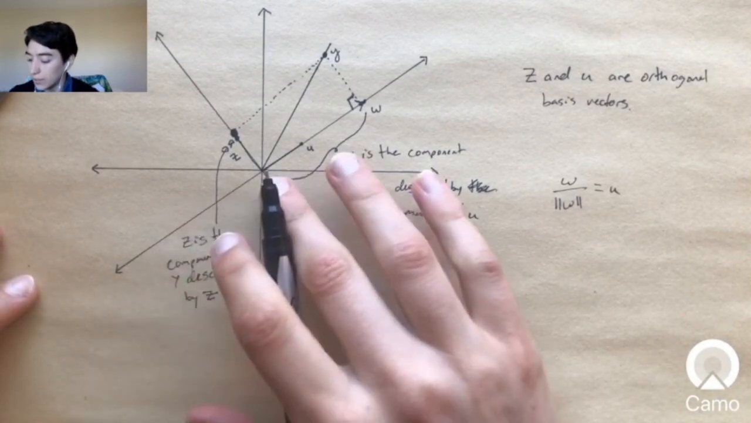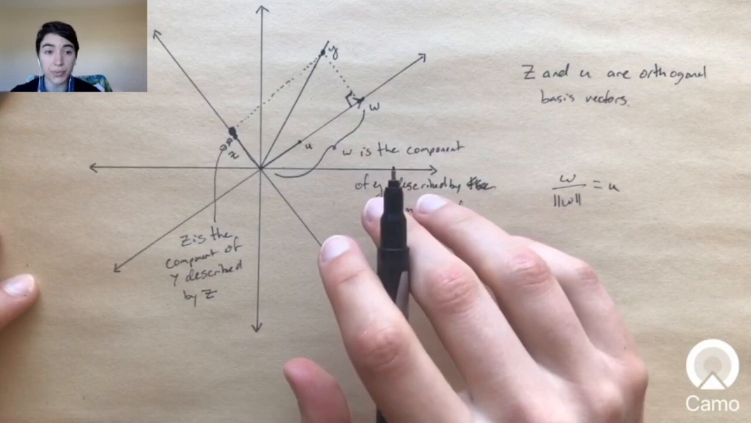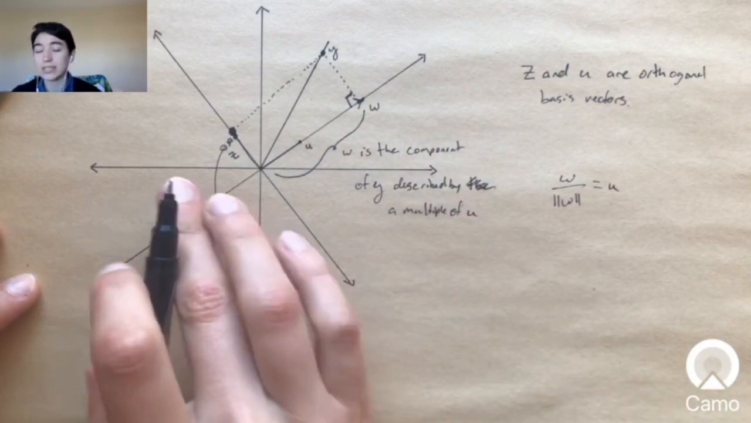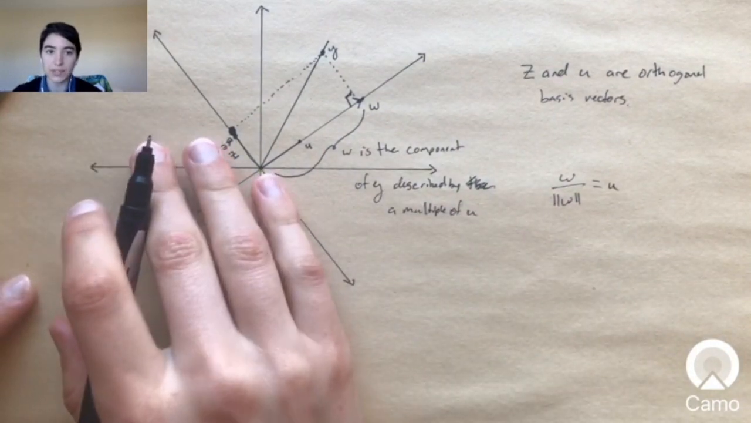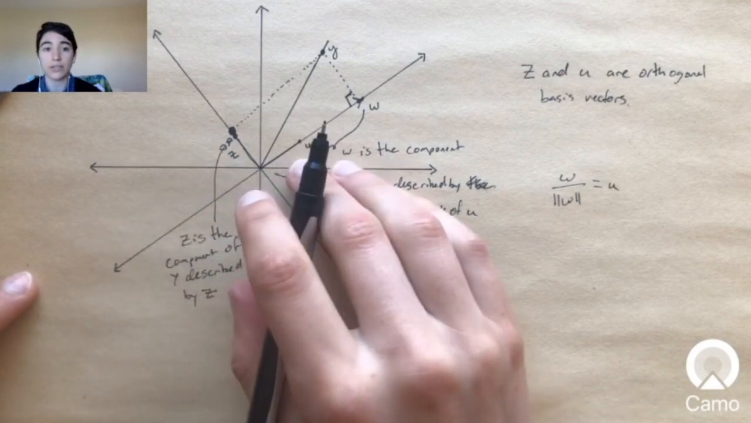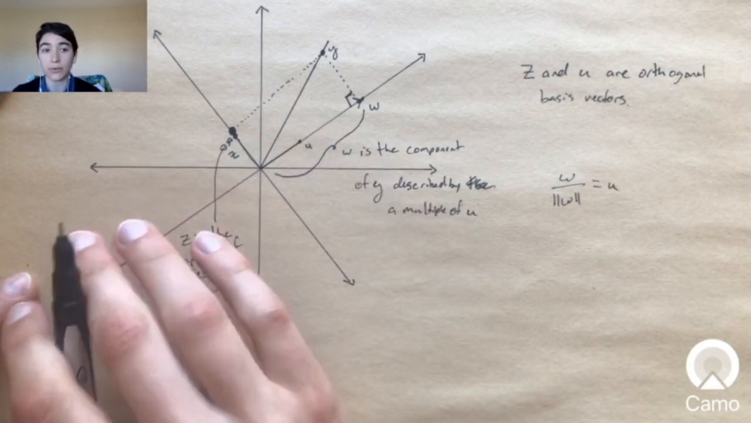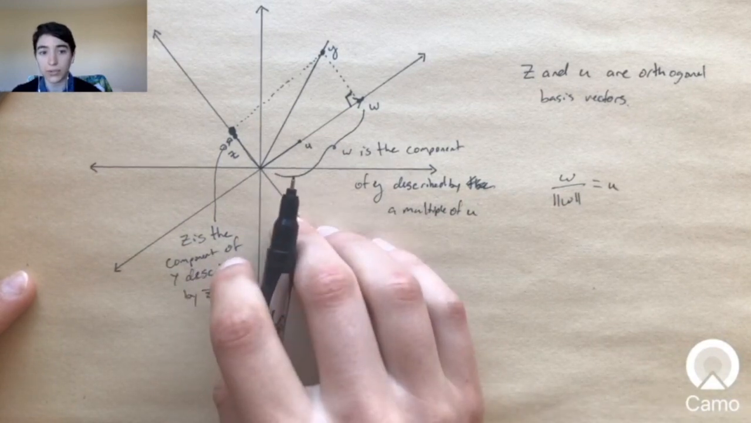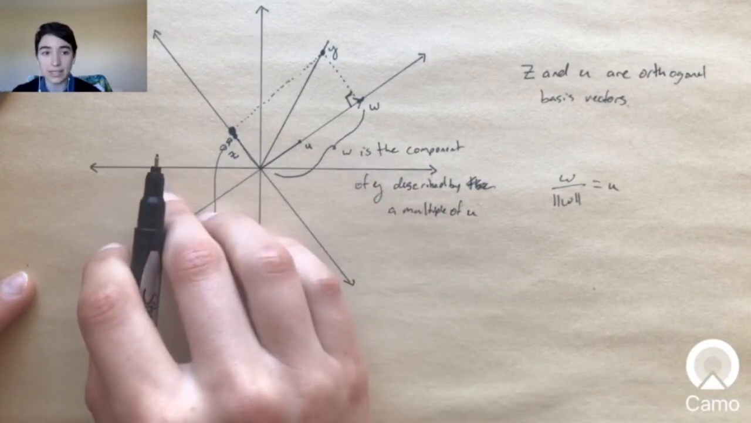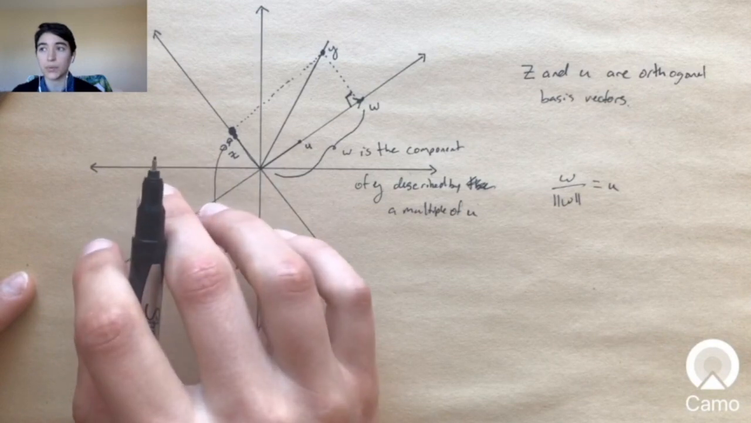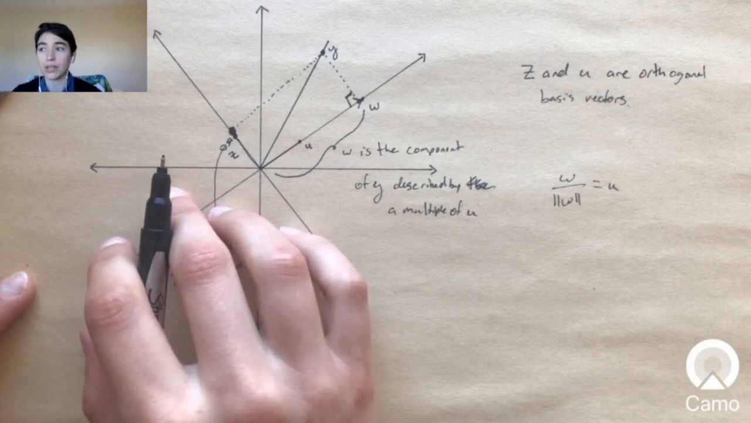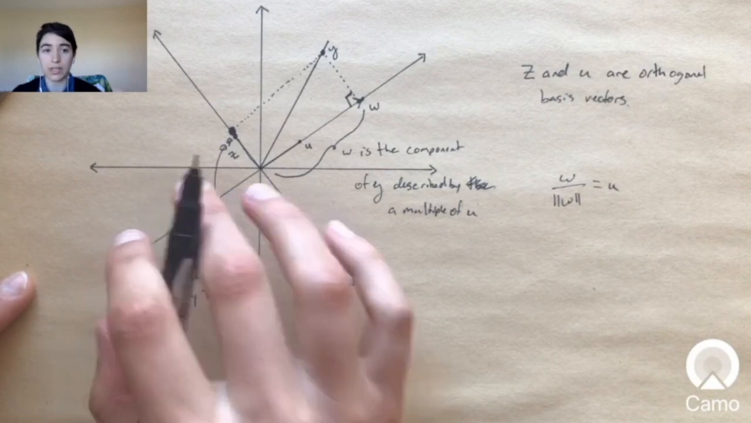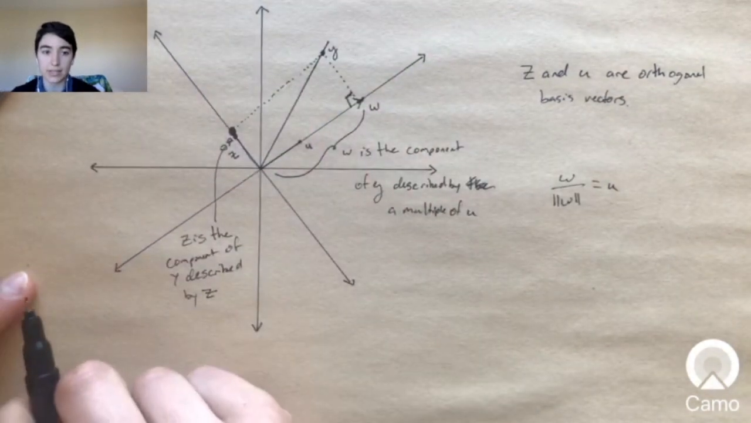And so in this case, U is an orthonormal vector. Z is just orthogonal. So Z is orthogonal to U. U and V are an orthogonal set. U itself is orthonormal. If U and Z were both unit vectors, then I could say that they would be an orthonormal set of vectors.